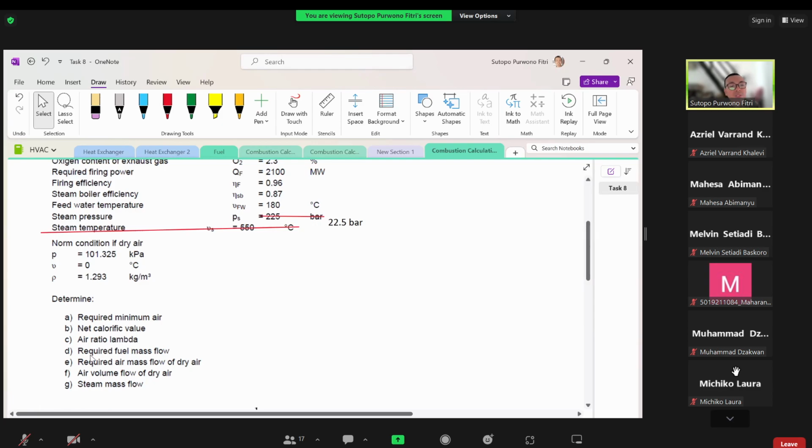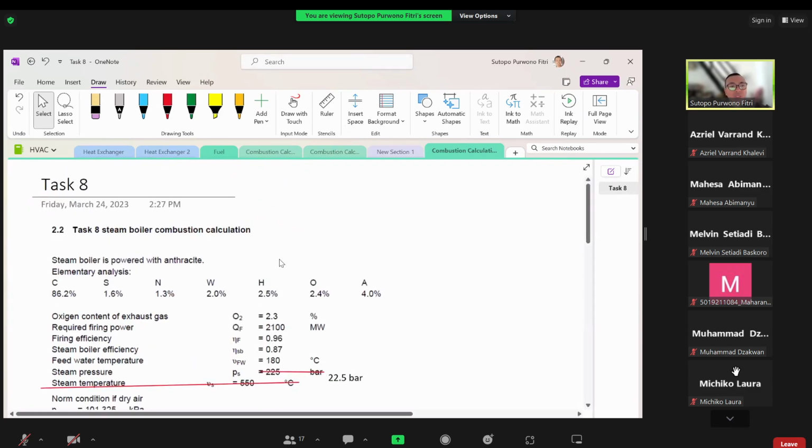So the next one, we have to calculate the fuel mass flow for the combustion, and the next task, the requirement of air and mass flow of the dry air. And the F task is similar to E, but F is for the volume flow of dry air. And the last task, we need to calculate the steam mass flow.